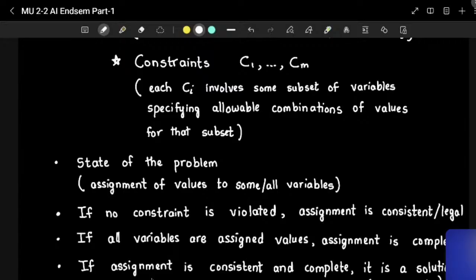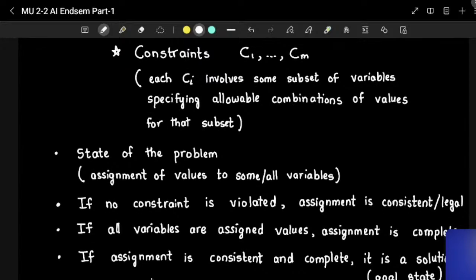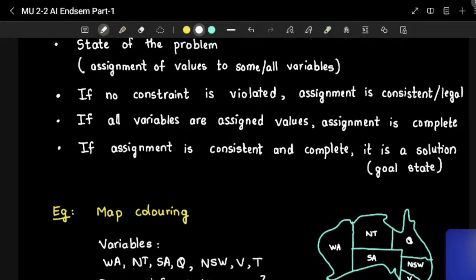So when you're making assignments, if no constraint is violated, then the assignment is called consistent or legal. And if each and every variable is assigned some value, irrespective of whether the constraint is satisfied or not, then the assignment is called complete. If the assignment is both consistent and complete, then it is called a solution. So solution is basically every variable is assigned a value and all these values are satisfying every constraint. Consistent means every constraint is satisfied, complete means every variable is given some value from their respective domains.